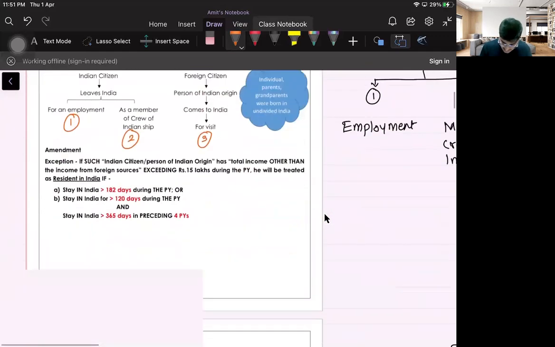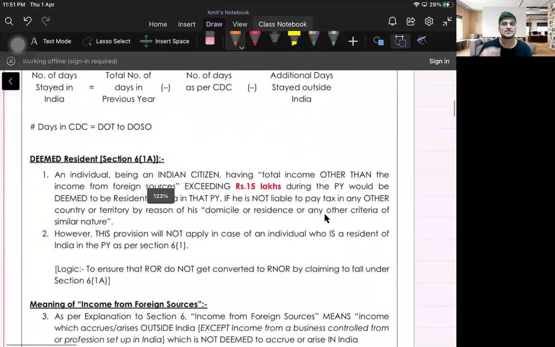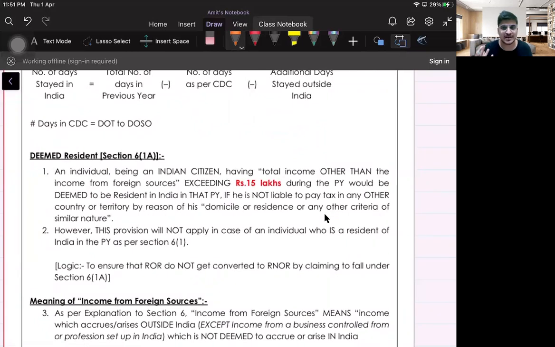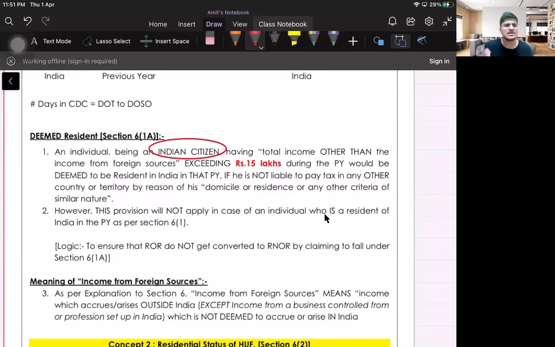Deemed resident ke liye we had discussed about high net worth individuals jo tax planning karte the. Unke liye ye deemed resident ka concept laya gaya, and they said there are three conditions. One, you are an Indian citizen. Have they mentioned anything about person of Indian origin? No, you are an Indian citizen. Second, your total income other than foreign sourced income is exceeding 15 lakh rupees. And third, you do not pay any tax in any other country: not liable to pay tax in any other country or territory by reason of his domicile or residence.